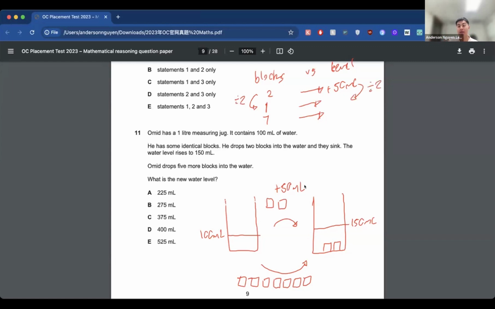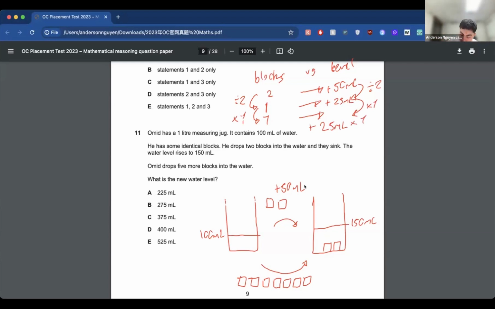So 1 block will bring a change of 50 divided by 2, which is 25. So your water goes up a little bit, 25 mils. Now, from 1 to 7, 7 is the change we want. So from 1 to 7, that's just times by 7. And again, what you do to one side, you do to the other. So it's 25 mils that you would have added for 1 block, but it's times by 7 now. So your water is going to go up way higher.